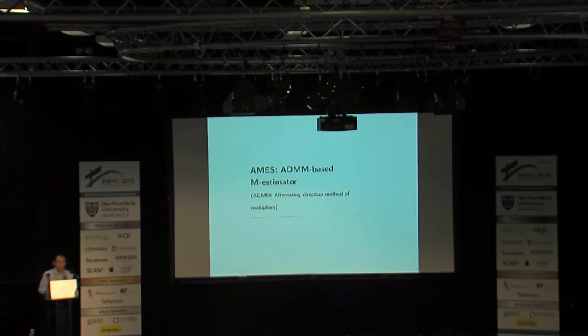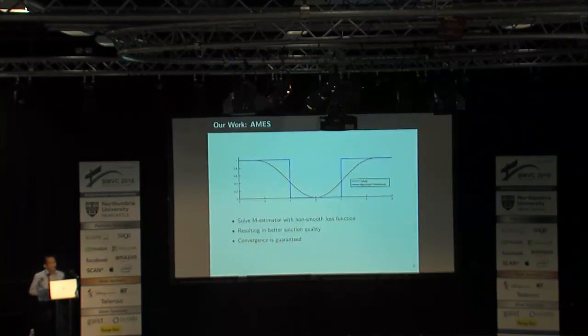Unfortunately, because our maximum consensus contains a non-smooth loss function, the traditional IRLS cannot be applied directly to our case. Therefore, we introduce AMS, or ADMM-based M estimator, to tackle this problem. ADMM stands for Alternating Direction Method of Multipliers. I think most of you already know it's a popular optimization technique that has attracted a lot of attention recently in computer vision. So our algorithm has three main characteristics.